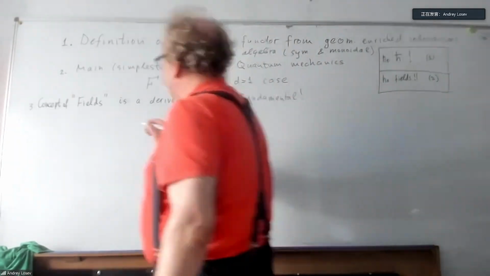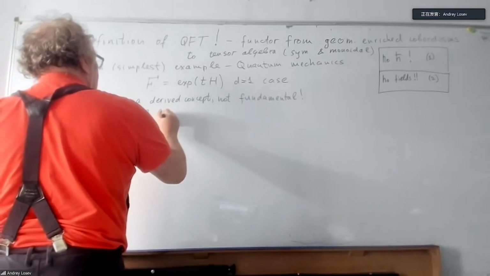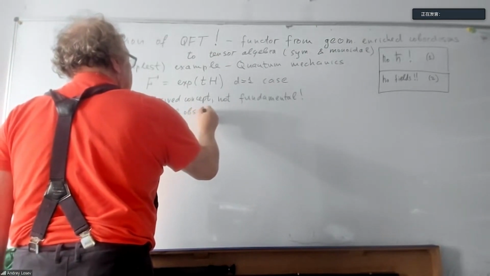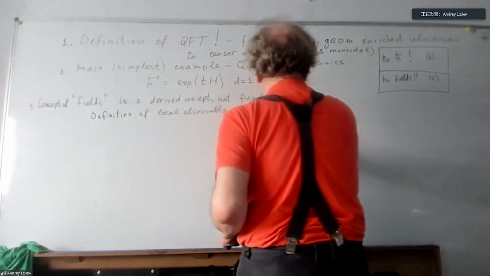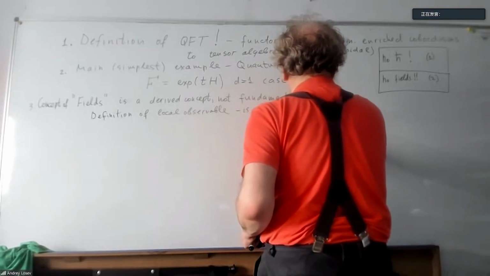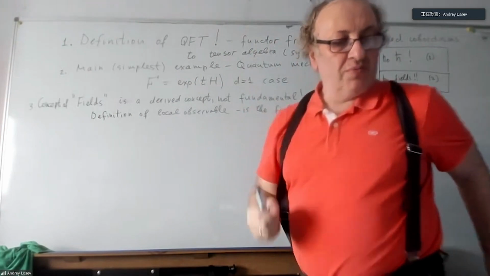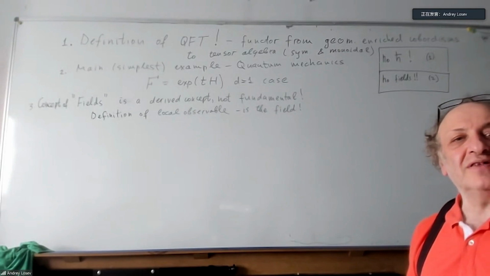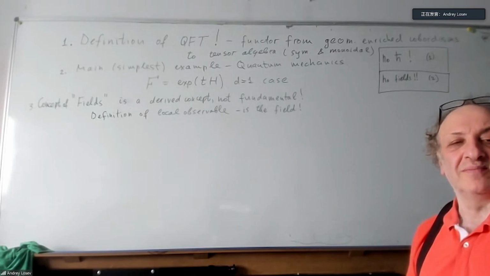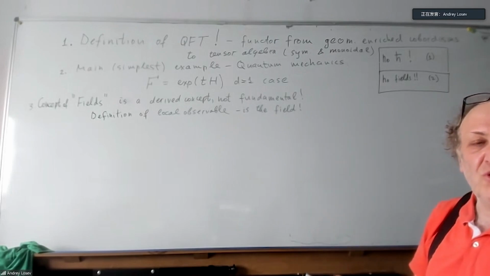And here we had a definition of local observable. So local observable is the field. Quantum field theory is a theory where you have local observable. So what is the field? Field is something associated to a point in the space-time. So if you have a local observable associated to a point in the space-time, you may call it field.